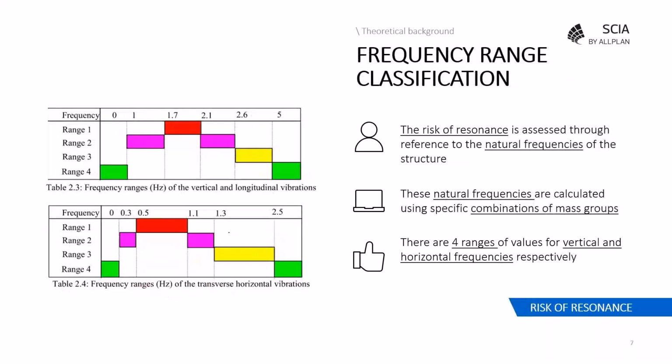And then, with regards to the risk of resonance, it is assessed through reference to the natural frequencies of the structure. These natural frequencies are calculated using specific combinations of mass groups that we will create in SCIA Engineer. And as for the comfort levels, we have different ranges. There are 4 for vertical and horizontal frequencies, respectively. So the most dangerous range would be between 1.7 and 2.1 Hertz for vertical loads, for example.